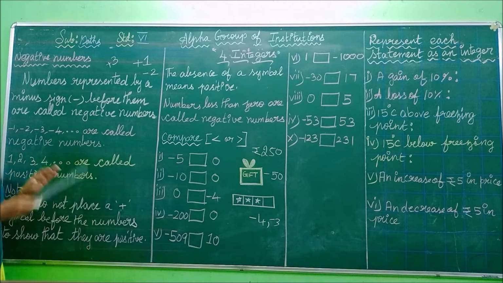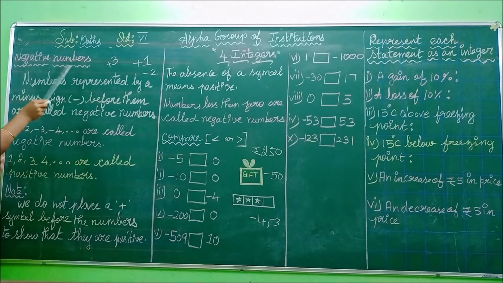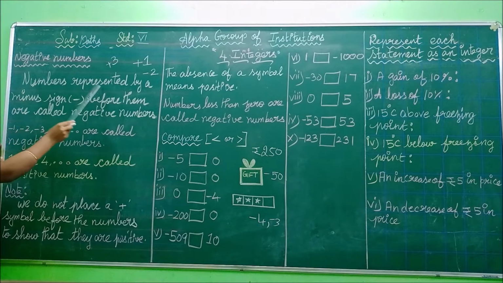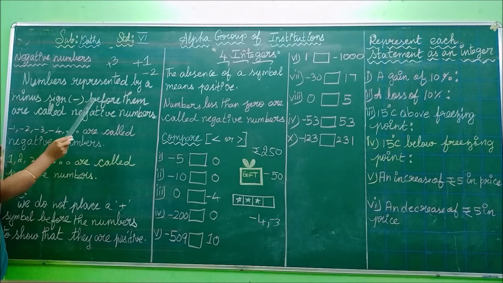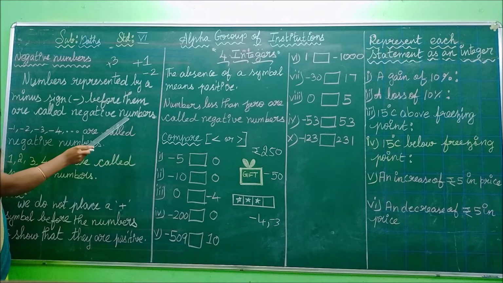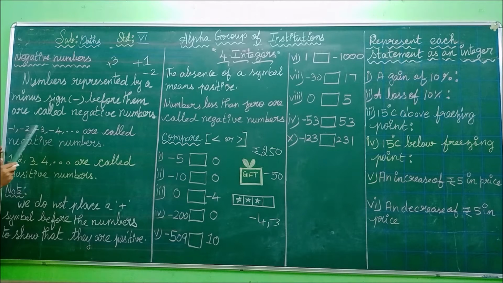Do you understand, children? Once again, read the definition. What is meant by negative numbers? Numbers represented by a minus sign before them are called negative numbers. Minus 1, minus 2, minus 3, etc. Such numbers are said to be negative numbers. To represent a positive number, there is no need to put the symbol plus in front of that number. So what are the positive numbers? The numbers without the symbol minus are said to be positive numbers. So 1, 2, 3, 4, etc. are called positive numbers.